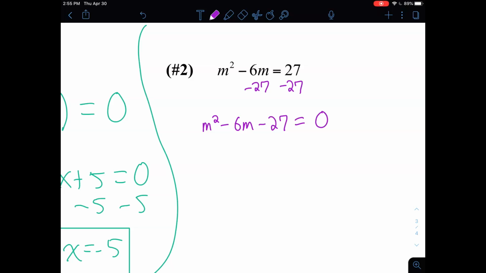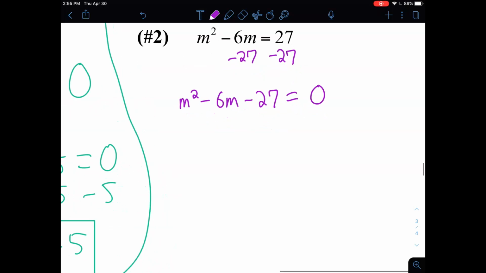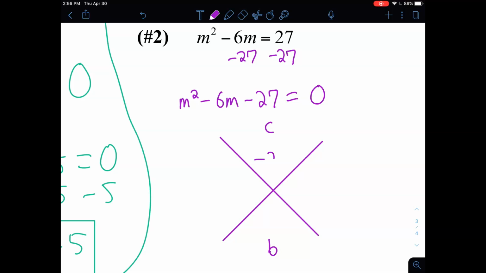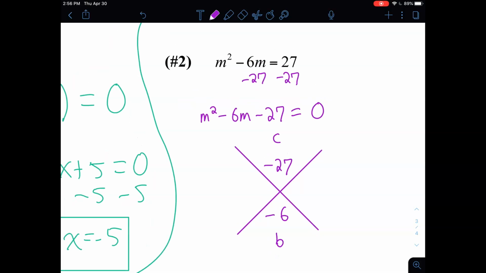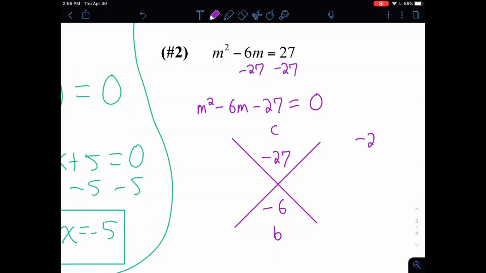We have a quadratic polynomial we're working with here. We're going to make our diamond, or x. We got c is going to go on top, b is going to go on the bottom. What's going to be our c? Our c is going to be negative 27. Our b is going to be negative 6. So now we need factors of negative 27 that are going to add to negative 6.